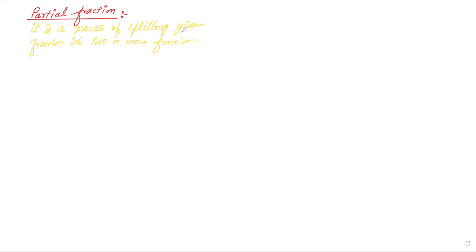So before starting the actual topic, I will explain the basic knowledge of partial fraction. What partial fraction is, and how you will apply these laws to find the partial fraction and the fraction of other rational functions. So, basic knowledge.